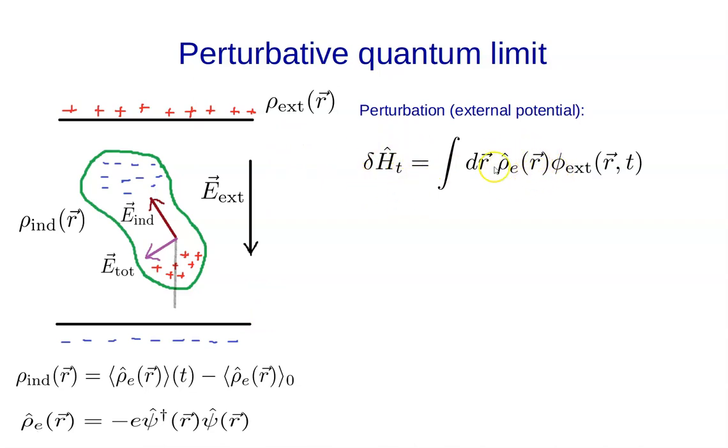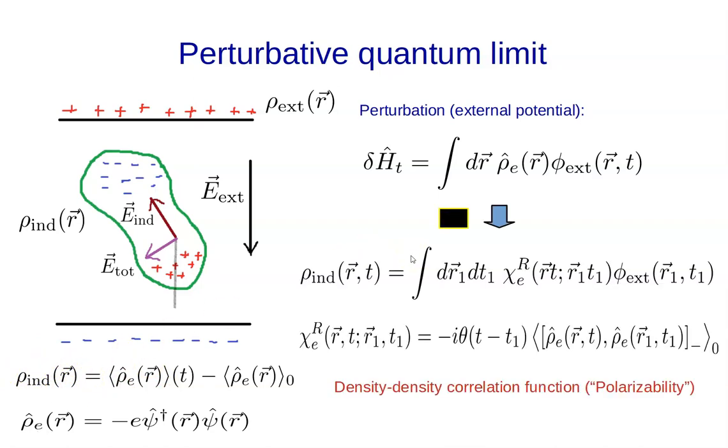Charge density times a potential, the electric potential, will give me an energy density here that, if I integrate over the entire space, will give me a contribution to the Hamiltonian, or a change in the Hamiltonian. Notice that this will depend on the charge itself. And the charge here is precisely what I'm calculating the expected value of to get the induced charge.